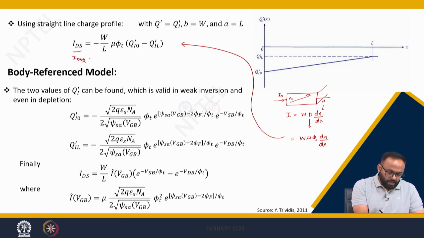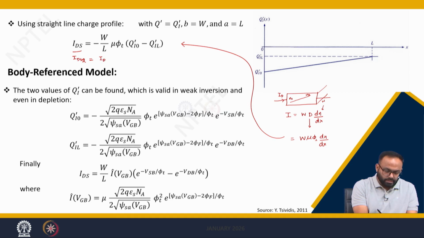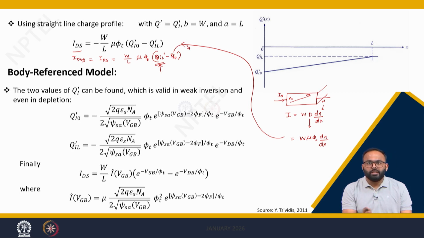IDS2. So, in general, in weak inversion operation, the current is dominated by the diffusion only. So, we are simply replacing IDS2 as IDS and rewriting this equation as W divided by L into mu into phi t into Qi L' minus Qi 0', where Qi L' is the inversion charge present near the drain and Qi0' is the inversion charge present near the source. You can see from here also that these charges vary linearly along the channel between 0 to L, correct.